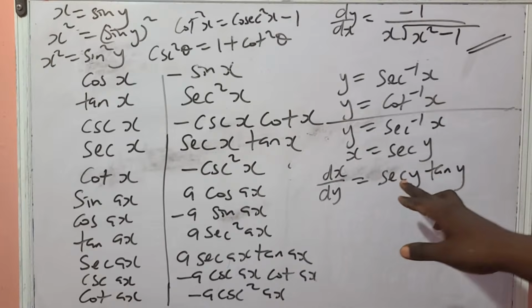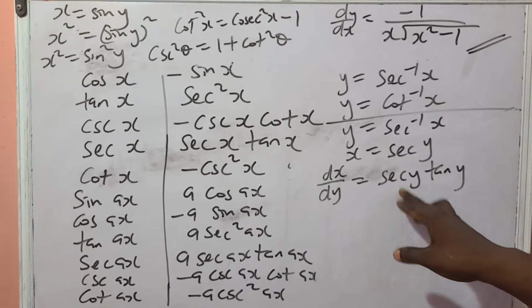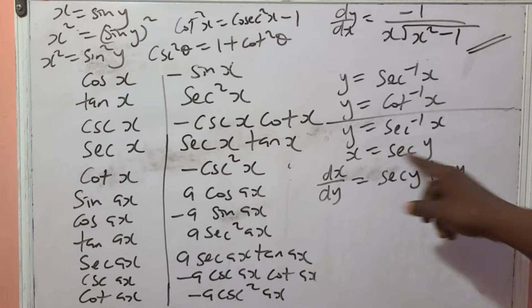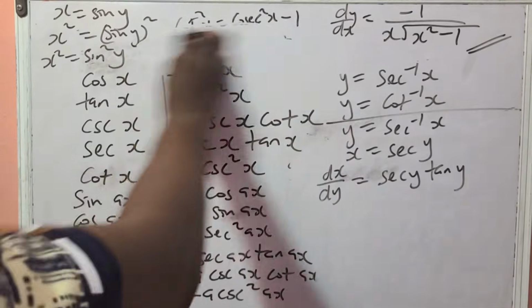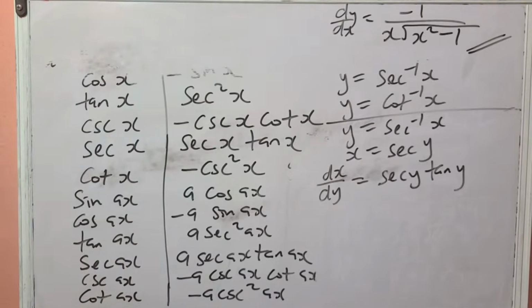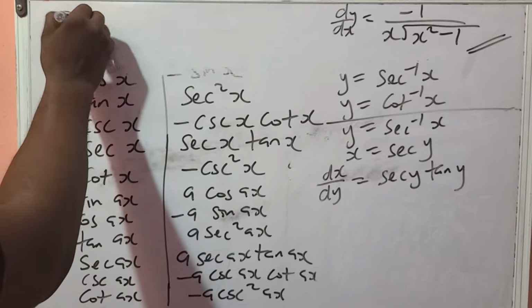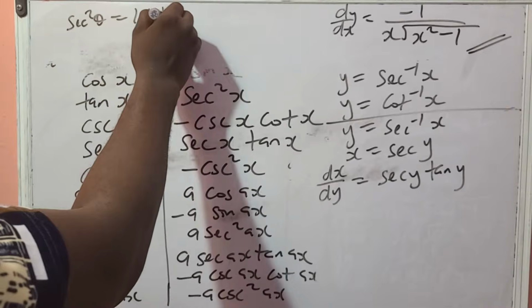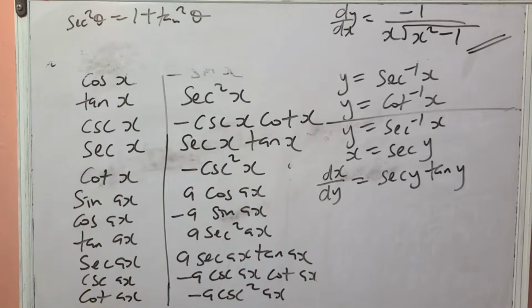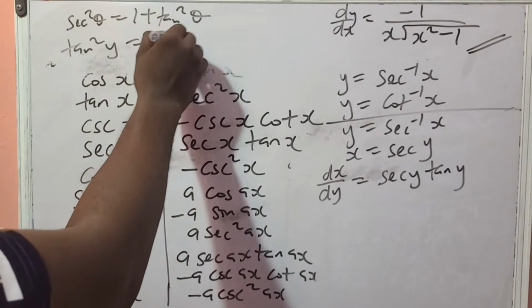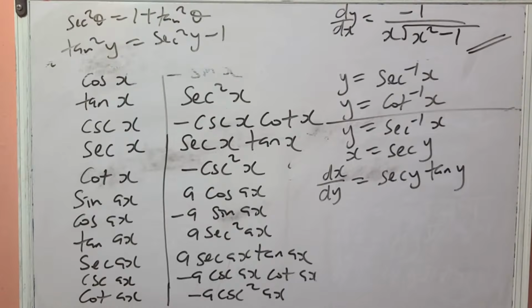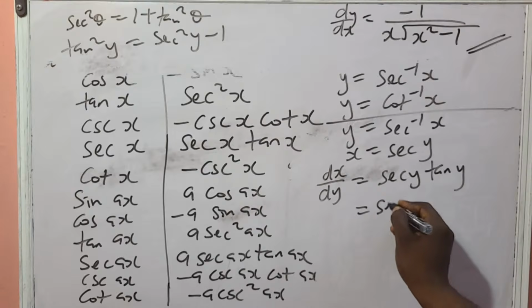Of course, I'm fine with seeing my sec y, because I told you, you're always trying to conform it in such a way that you'll be seeing your x. But this one, do you remember the identity that associates tan and sec? Do you know that sec squared theta equals 1 plus tan squared theta? So that means tan squared y, in this case, will be sec squared y minus 1, based on the identity which I just wrote. This is all trig identity.